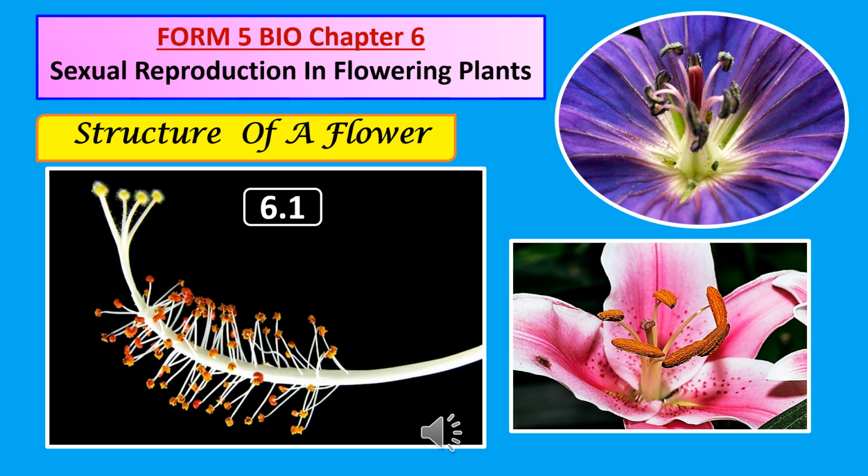So flowers are highly adapted to ensure that fertilization occurs between the male and female gametes in order to produce progeny or children for the next generation. This will ensure the survival of the plant species. Let's find out more about fascinating flowers.